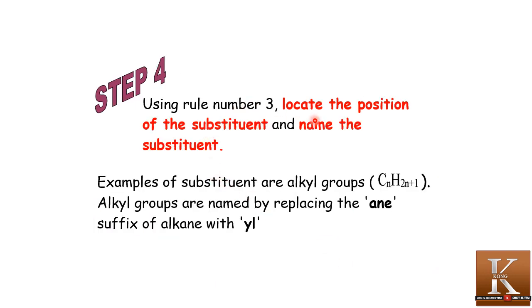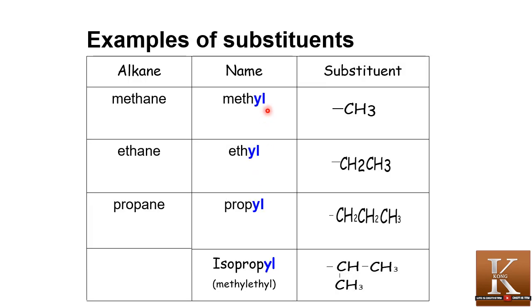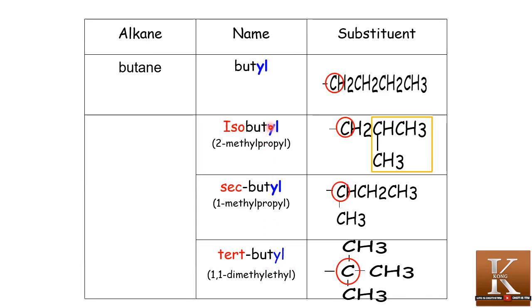Step 4, based on rule number 3, locate the position of the substituents and name the substituents first. The substituent takes the alkane name with the suffix -yl. For example, methane becomes methyl when it is a substituent, then ethyl, propyl, isopropyl. Butyl is 4 carbon, but for butyl you have to check the structure. If it is a straight chain of 4 carbon attached to the compound, we call it butyl. If it is not a straight chain but has an L shape, this carbon connected with an L shape of 3 carbon, we call it isobutyl.